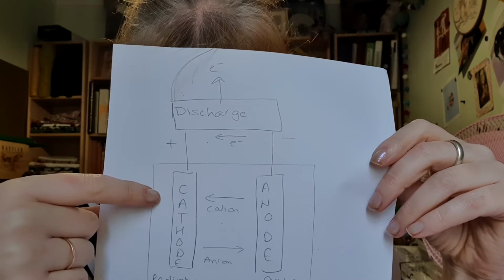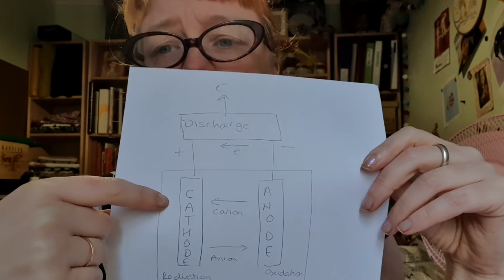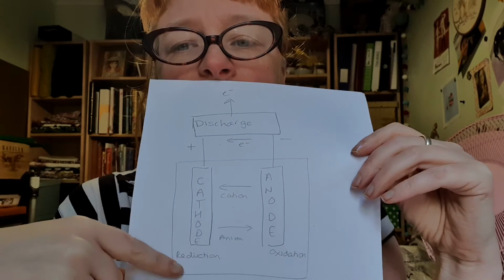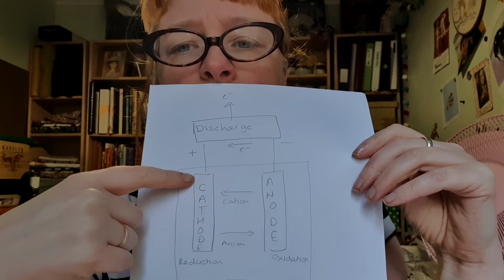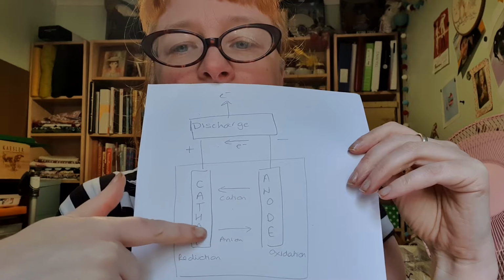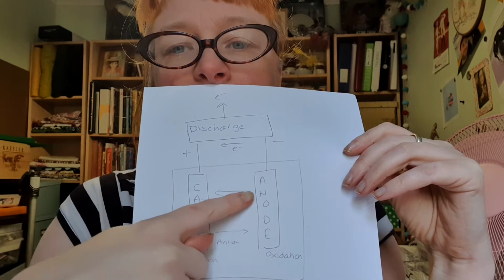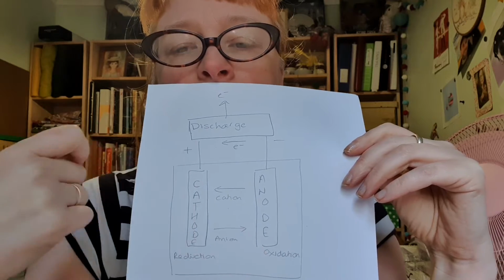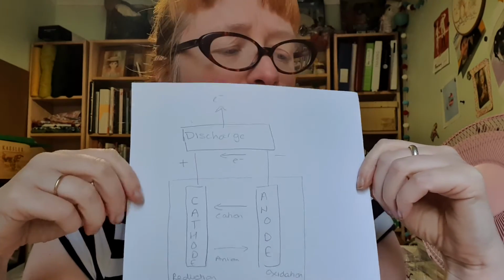I'm going the wrong way. Okay. My cathode is where the reduction is happening. My anode is where the oxidation is happening. I've got the anions moving this way, cations moving this way, just kind of being forced around. So that's what's happening when I'm using my computer.